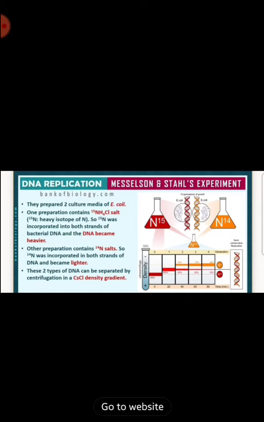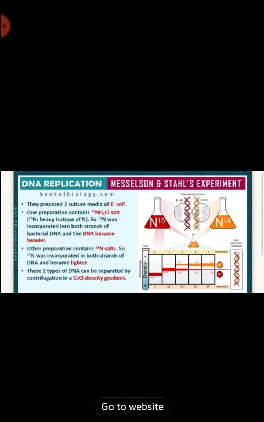So what they did is, as we know, there were many different theories: semi-conservative, conservative, dispersive. These kinds of models were believed by different scientists. So they wanted to prove that it is only the semi-conservative mode of DNA replication. So they did this experiment. So what is the experiment?